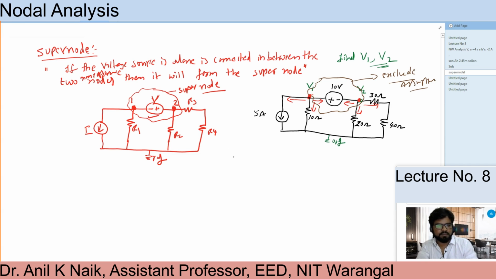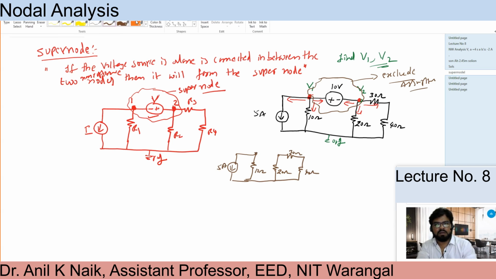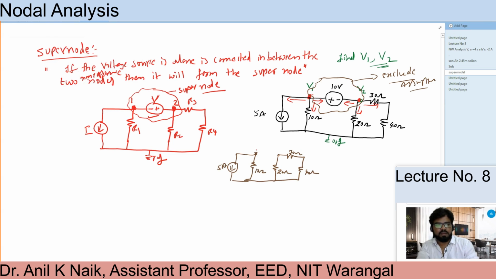and whatever is leftover, you have to take that network. So now this is the kind of network that comes. Something like this. This is the network: 10 ohms, 20 ohms, 40 ohms, 30 ohms, and 5 amperes. This is my VA and VB, so V1 and V2 are there. These are the current directions we have taken already. So after excluding that part, this is my network.